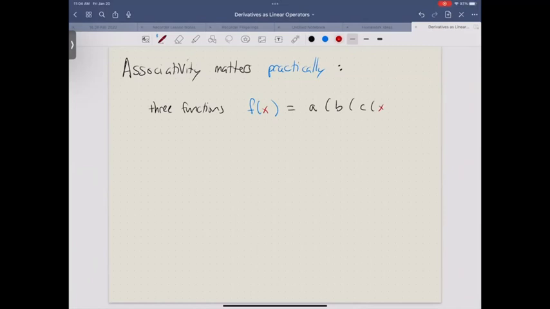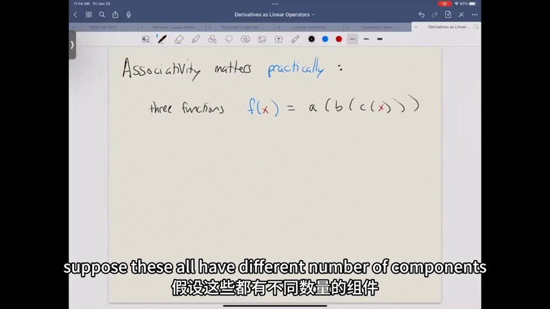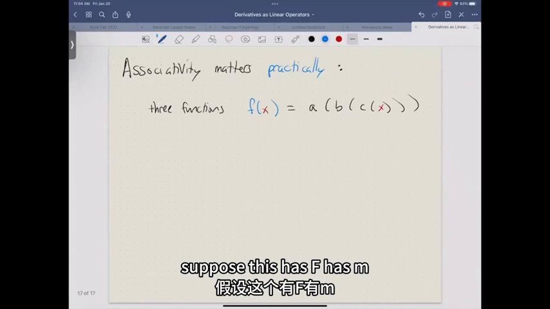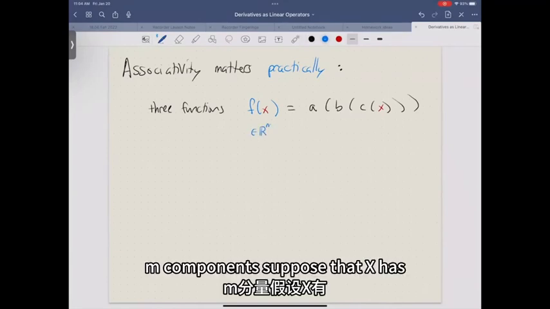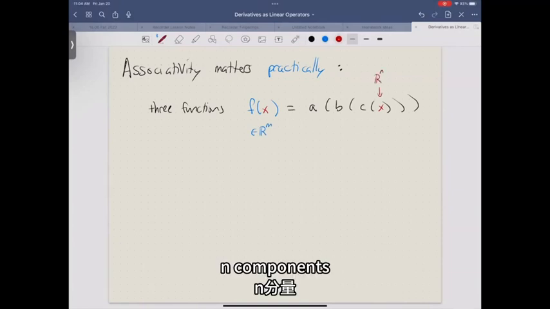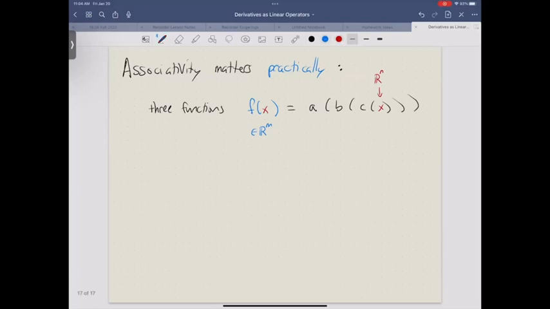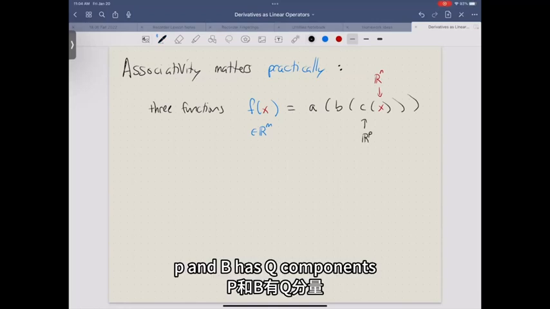Right? And suppose these all have different numbers of components. Suppose F has M components. Suppose that x has N components. And C has P components and B has Q components.